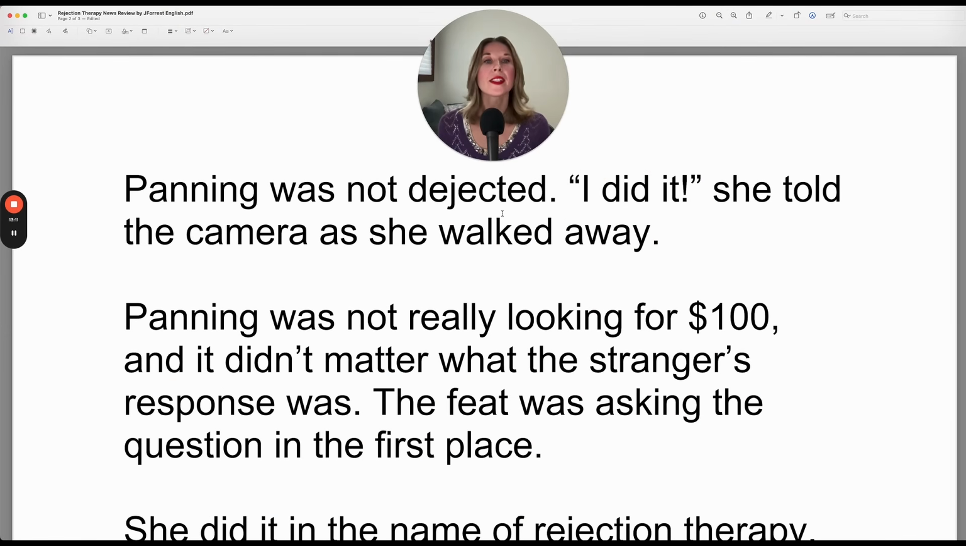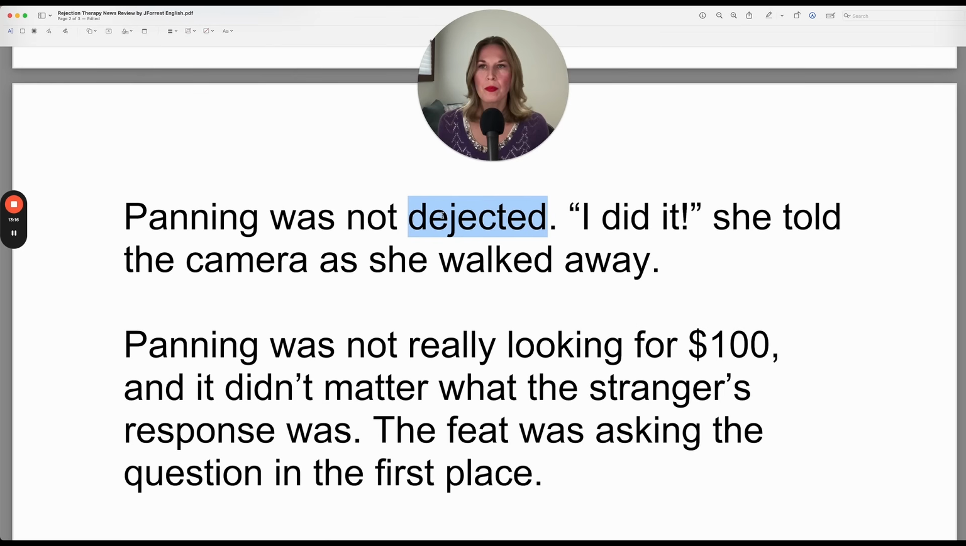Panning was not dejected. So dejected is an adjective that means sad, disappointed, even hopeless. So if you ask someone for something and they reject that and say no, you might feel sad, disappointed, or even hopeless. But Panning was not dejected. "I did it." So it sounds like, in fact, she was celebrating. "I did it," she told the camera as she walked away.